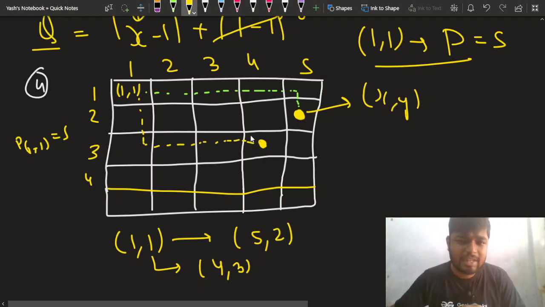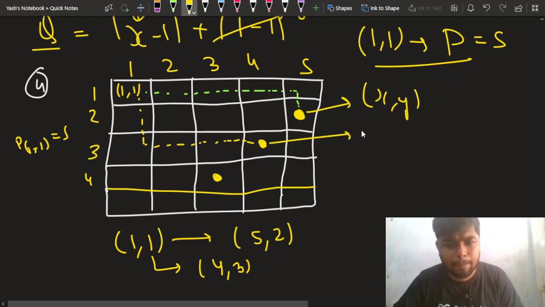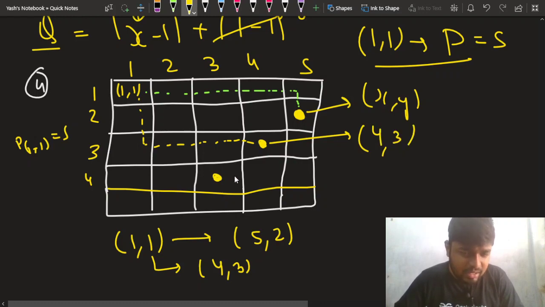After this, there can be another case. Let's say you choose this cell. This cell is nothing but 4 comma 3. Now what is this cell? If you look at this cell, it will be nothing but 4 comma 3.